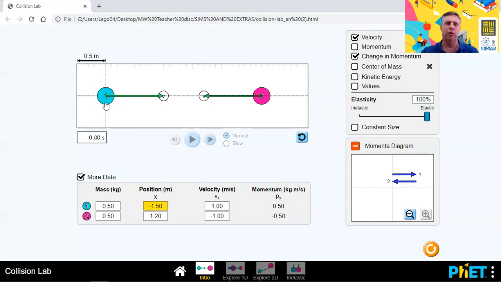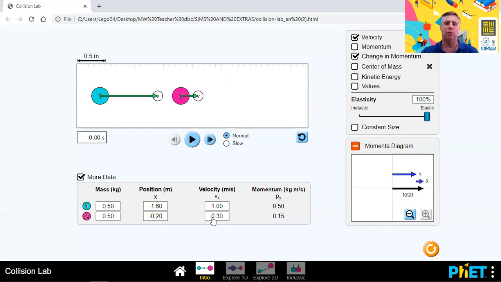And let's look at the third example. We have object 1 coming up behind object 2, and we're going to change object 2's velocity to a small positive velocity. So object 1 is going to catch up with object 2. Look at the momentum diagram here. You can see the total momentum is the momentum of 1 plus the momentum of 2. Momentum is a vector, so we must do vector addition.